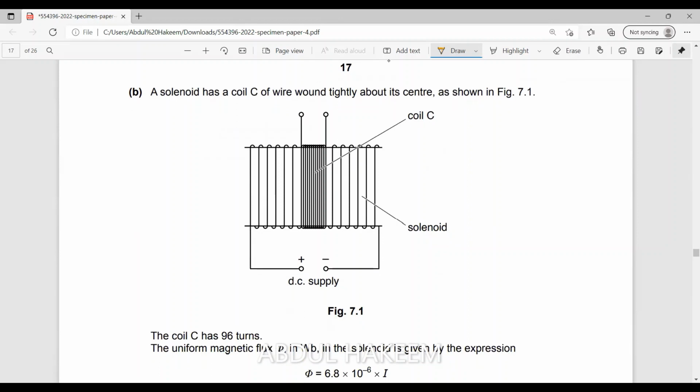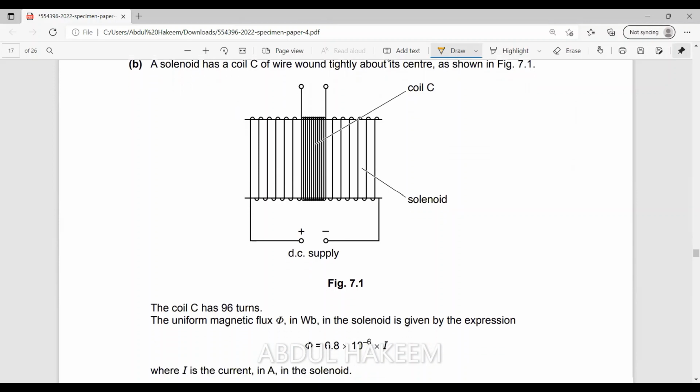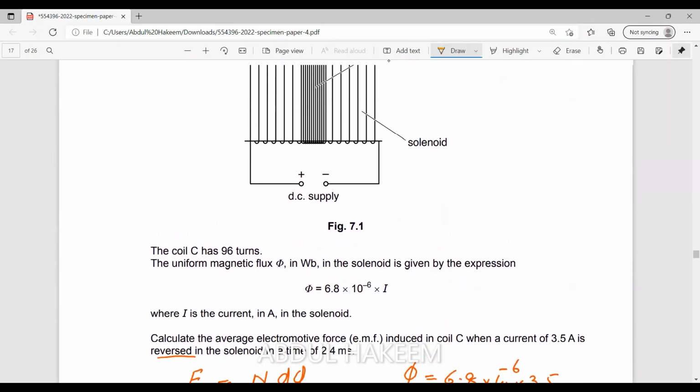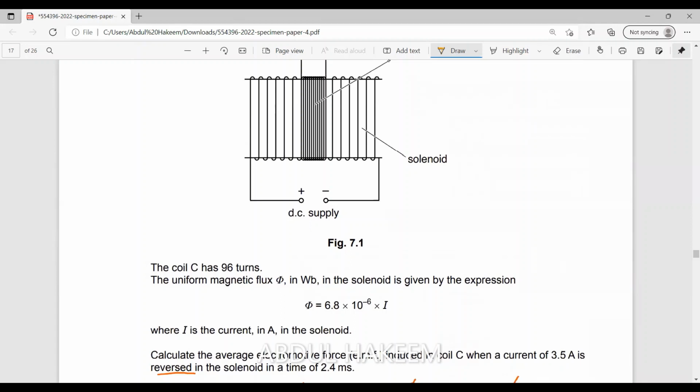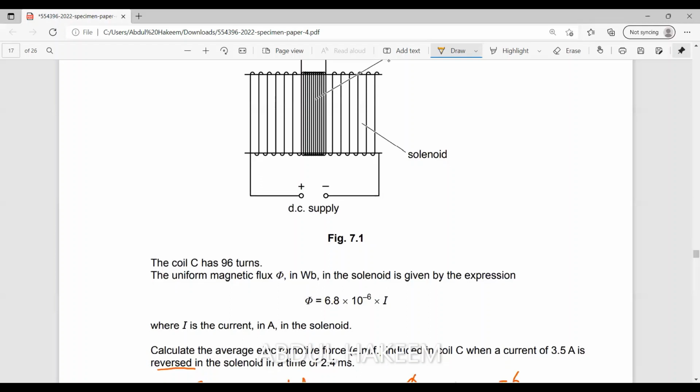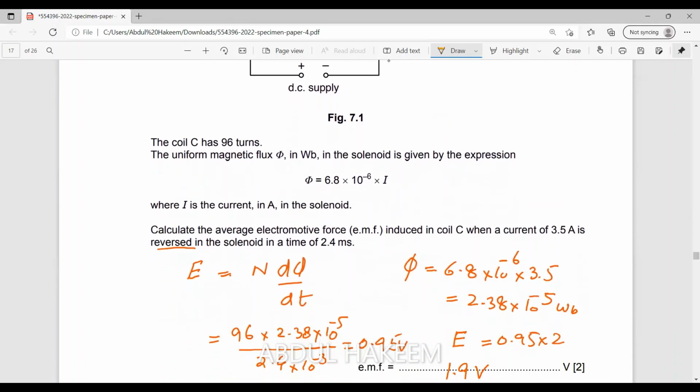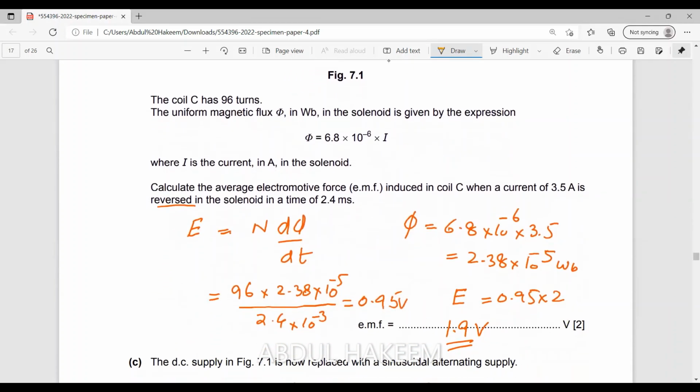Next, a solenoid has a coil C of wire wound tightly about its center. The coil has 96 turns. The uniform magnetic flux density in Weber is 6.8 times 10 power minus 6 into the current. Write the current in ampere. Calculate the average electromotive force. So first calculate the flux, 6.8 times 10 power minus 5 multiplied by 3.5. So this is the flux in Weber.